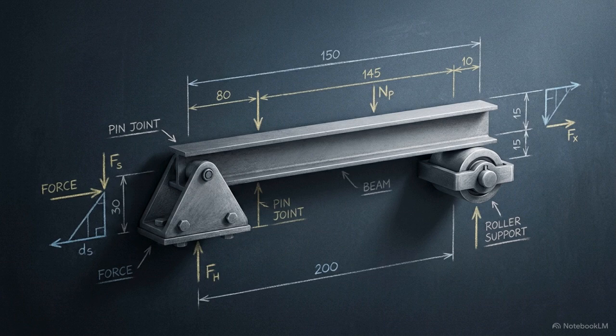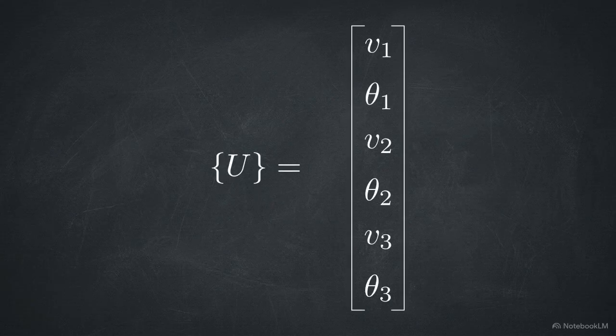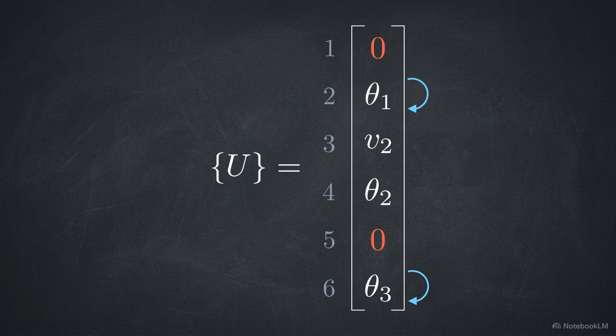Different physical supports require a different matrix reduction logic. Consider a simply supported beam, pinned at the left end at node 1 and resting on a roller at the right end at node 3. Looking at our displacement vector, the left pin restricts vertical movement. Lateral deflection v1 drops to 0. The roller on the right also restricts vertical movement, so lateral deflection v3 is 0 as well. Notice a critical physical difference. Both supports allow the beam to pivot freely, so slopes remain unknown.